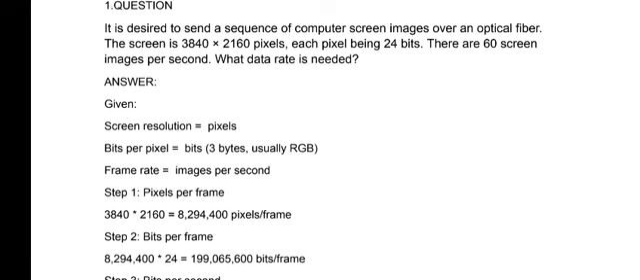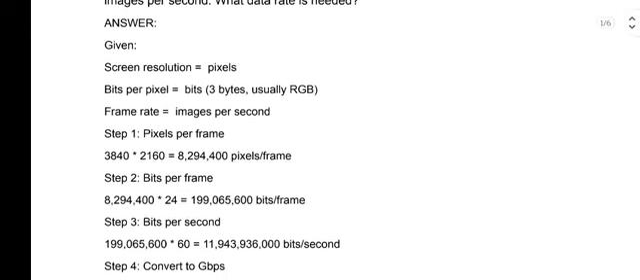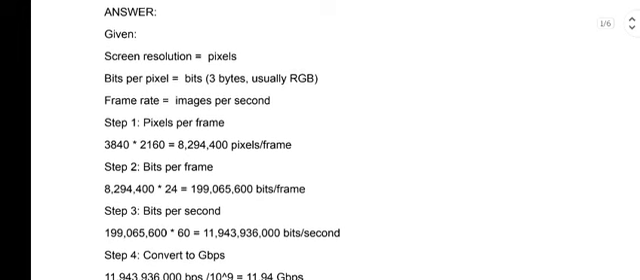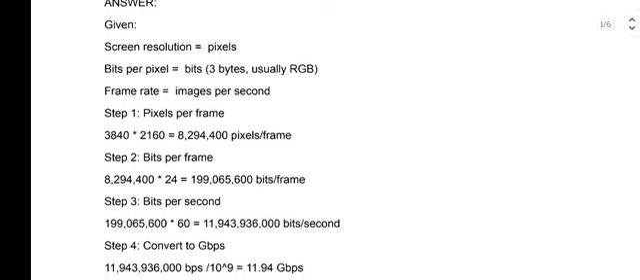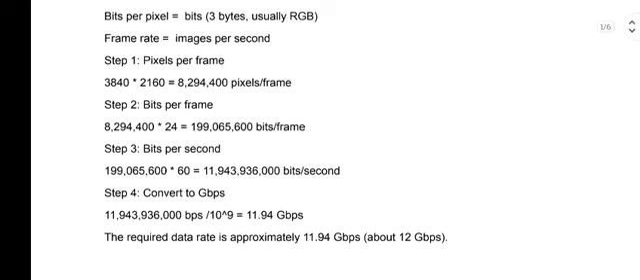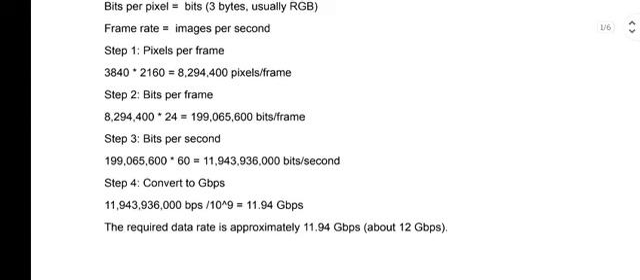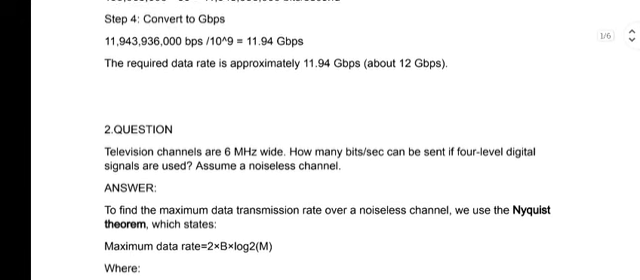Answer. Given screen resolution in pixels, bits per pixel, and the frame rate in images per second. In step 1, we calculate pixels per frame, in step 2, bits per frame, and in the third step, bits per second. After converting to Gbps, the required data rate is approximately 11.94 Gbps, about 12 Gbps.